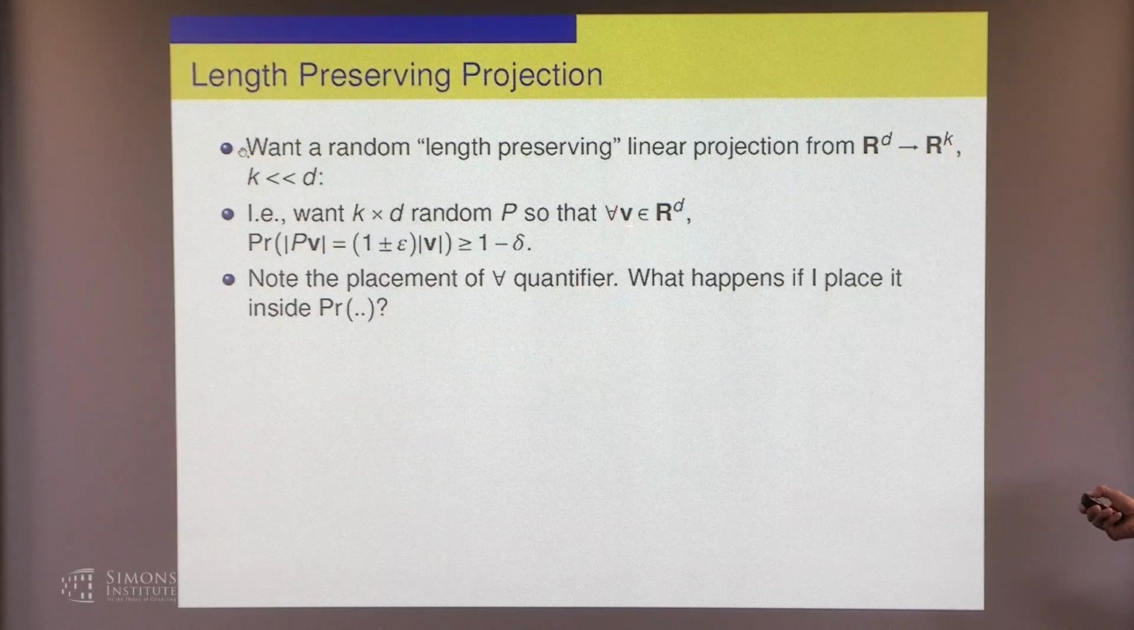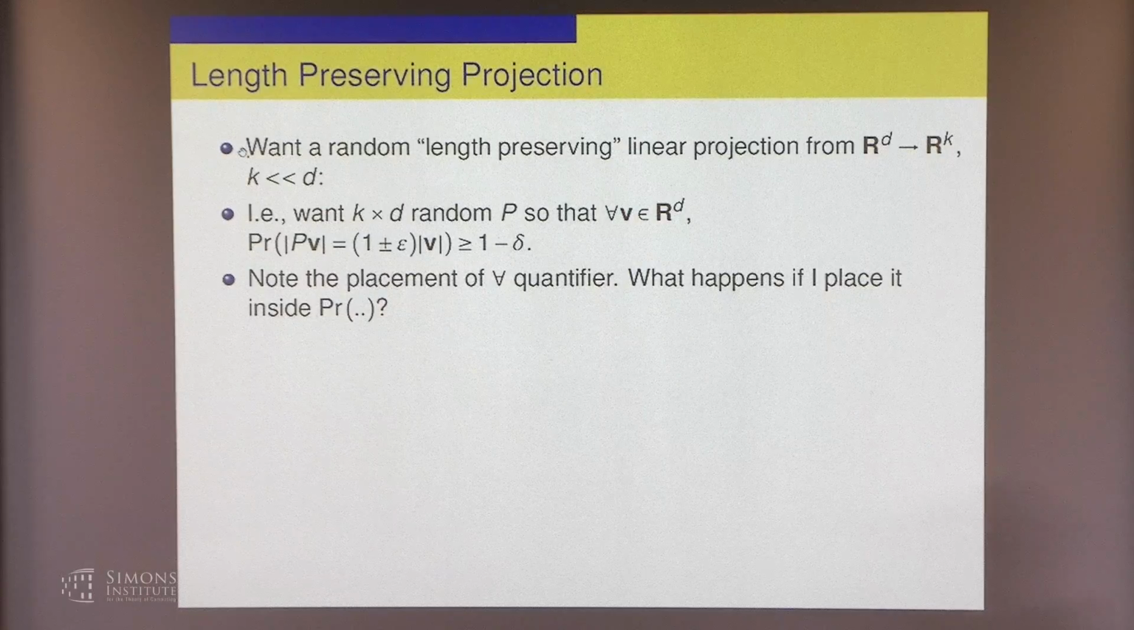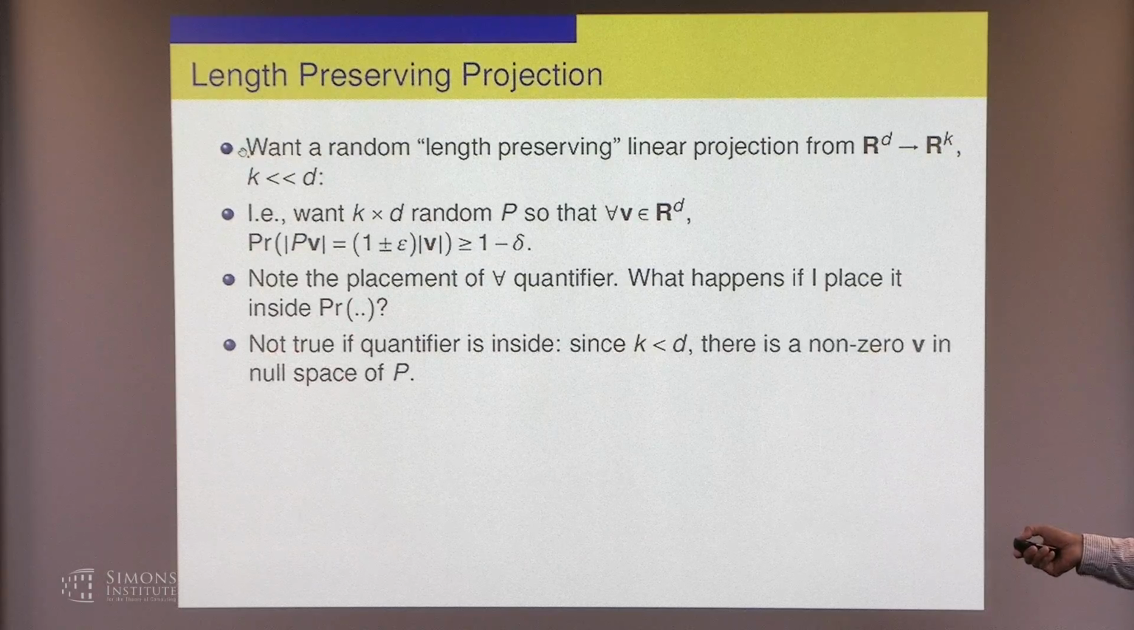That's good to remember. This is a contrast to, for example, empirical process theory, where V would be inside the brackets. We cannot put V inside the brackets here. In further talks, you will see that it's useful not to require K to be much smaller than D, and then you can move this inside. One example of that will be subspace embeddings. So what happens if I place it inside? It's not true. If the quantifier is inside and K is less than D, there's always a vector V in the null space of P, so PV is 0 while the vector is non-zero. So of course this is false. You cannot move it inside.